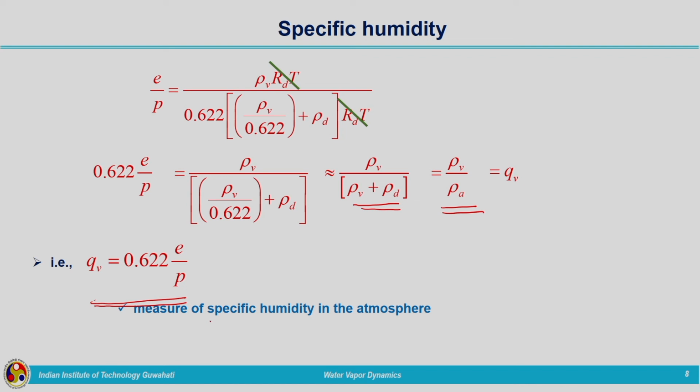It is a measure of specific humidity in the atmosphere. QV is the measure of specific humidity in the atmosphere, and it is the same intensive property which we have used in our Reynolds transport theorem while deriving the continuity equation. Now, what we are going to do is find some relationship between the gas constants corresponding to RA and RD.